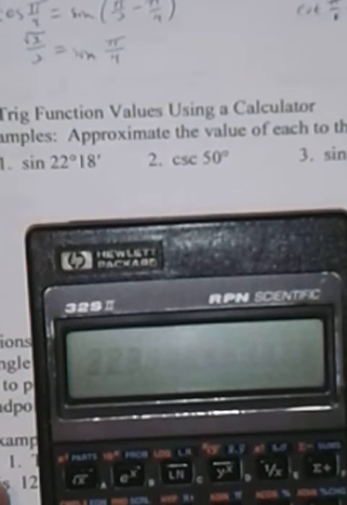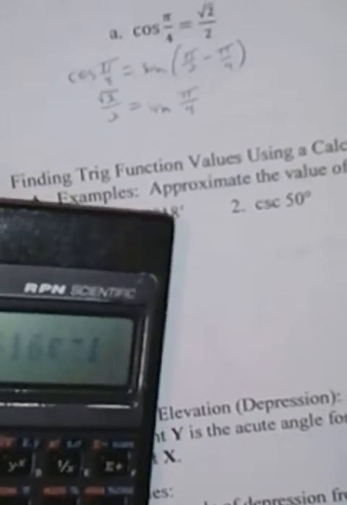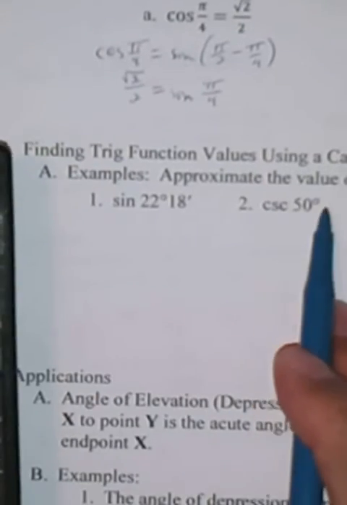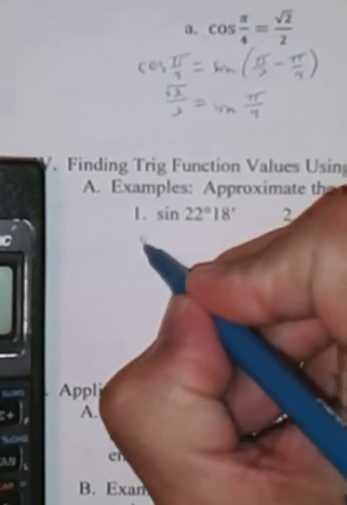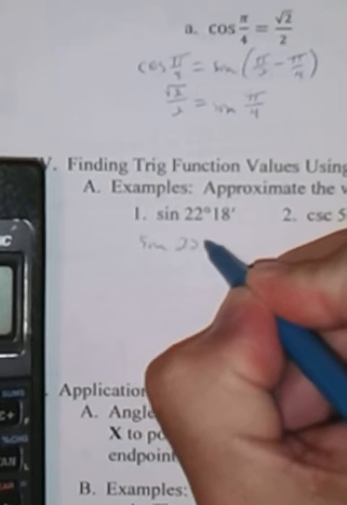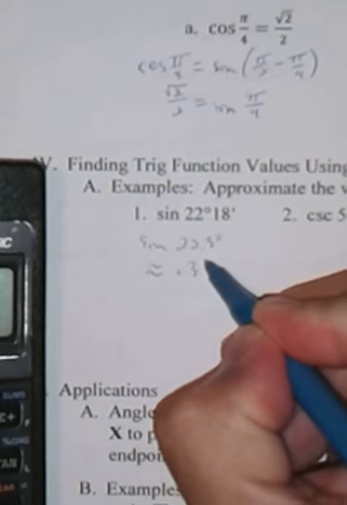And by the way, on mine, I type in the number and then find the sine. And on yours, you might type in sine and then type in the number. All right, so I got 0.379 approximately. Says to the nearest thousandth. So this is the sine of 22.3 degrees, which is about 0.379.